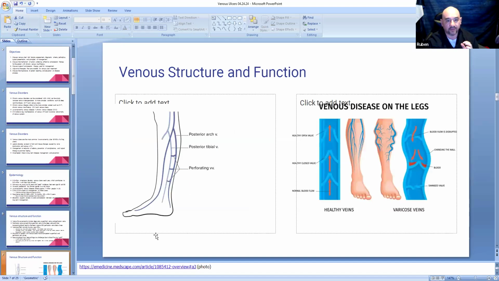So here's my little visual there. You've got the posterior arch, the posterior tibial, and then those perforator veins. That's how they feed. Now, the normal veins are healthy here, so it closes right behind as the blood's pumping up, so there's no backflow. In a diseased leg, as you can see, the backflow occurs and the blood starts to pool, and that's where you get the swelling and then the ulceration will eventually occur.